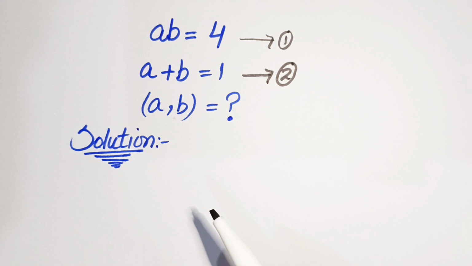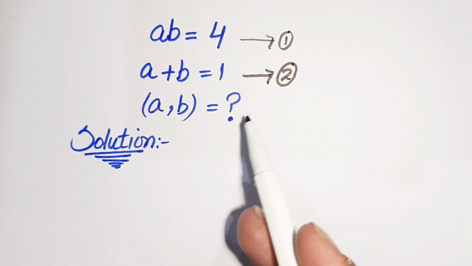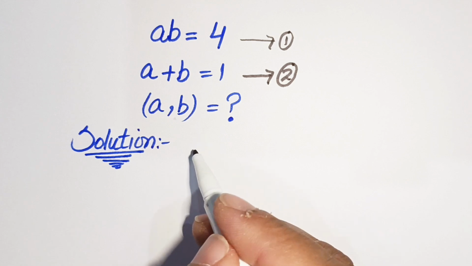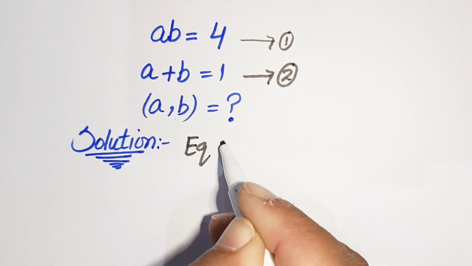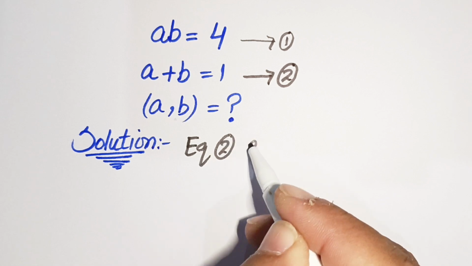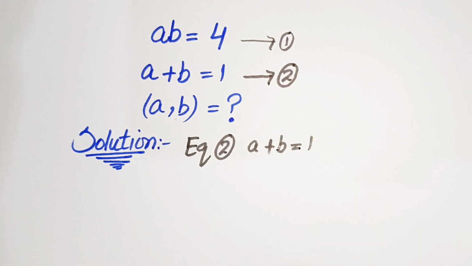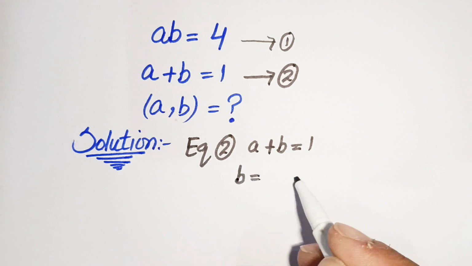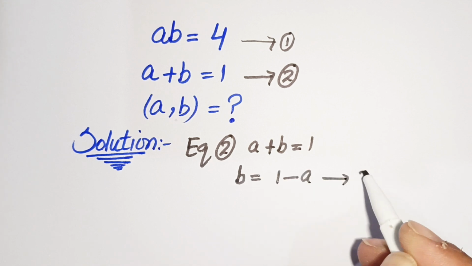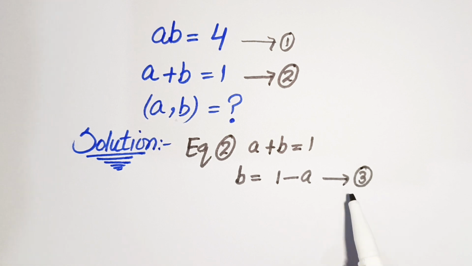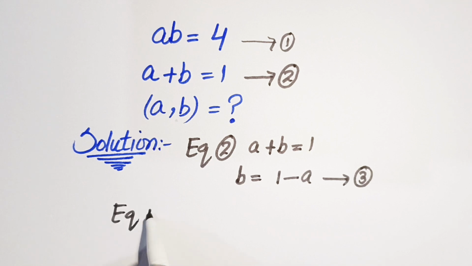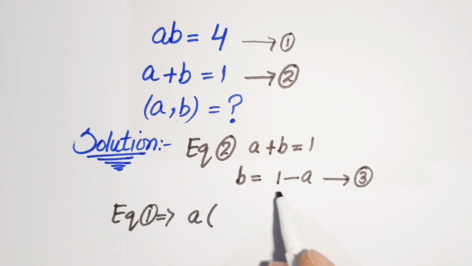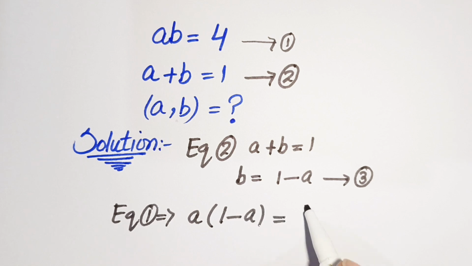Now we are going to just express b from equation 2. So if we see equation 2 here, a plus b is equal to 1. So if you express this equation with respect to b, we will get b is equal to 1 minus a. So let's say it is our equation 3. Now if we just plug this equation 3 into equation 1, we get a times b, so b is equal to 1 minus a, that is equal to 4.